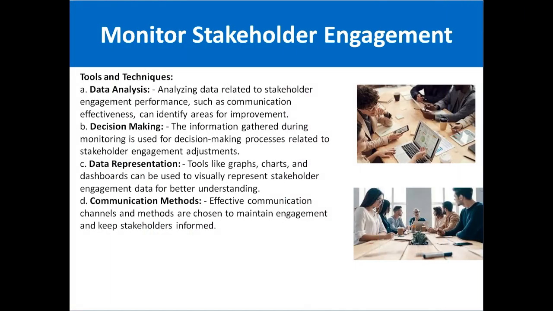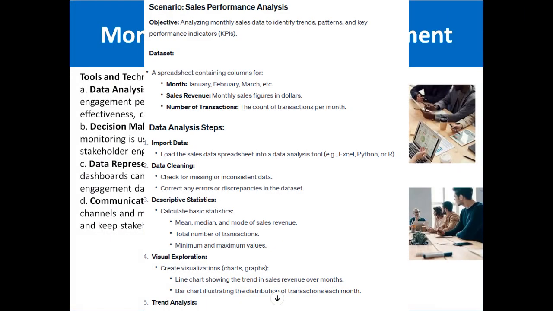Tools and techniques. First is data analysis, which means analyzing data on stakeholder engagement performance, such as communication effectiveness, which can identify areas for improvement. Basically, friends, we are analyzing the data. Data means what actually is happening, what the actual performance of the planned stakeholder engagement is, and what the ground realities are.